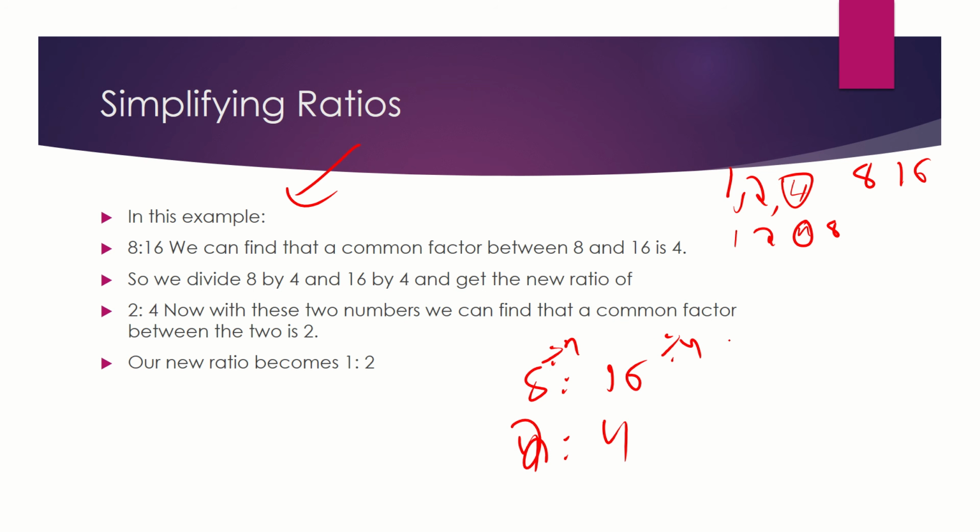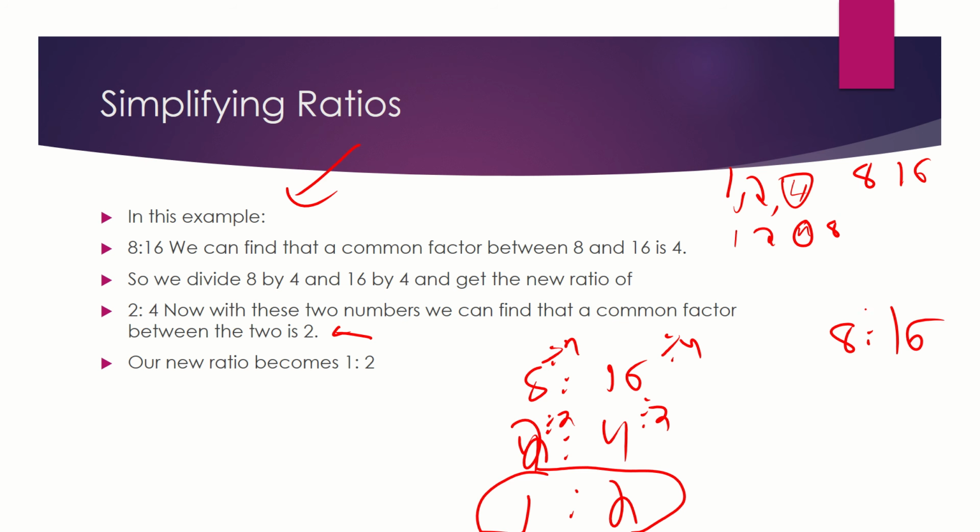Now, for these two numbers, we can find that the common factor between them is 2. So we can divide by 2, and we'll get 1 to 2. So here, our ratio becomes 1 to 2. You might have done this too, knowing your factors. You could have divided by 8 on each side and gotten 1 to 2.